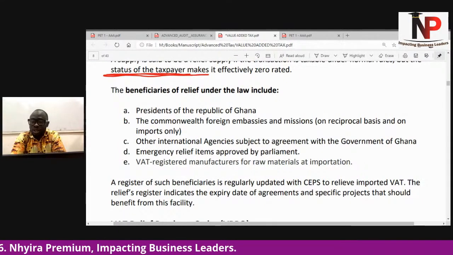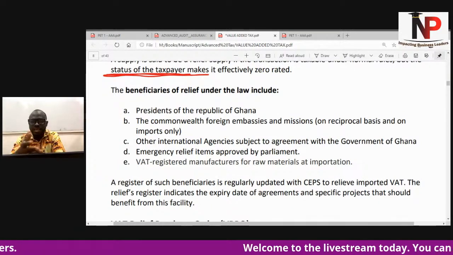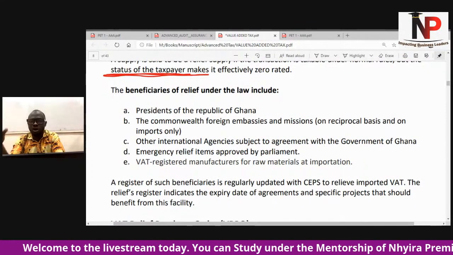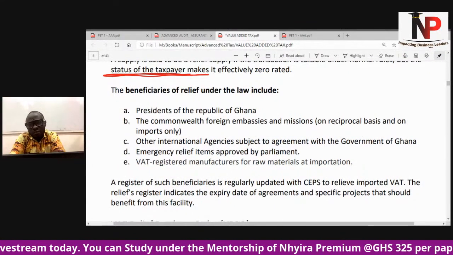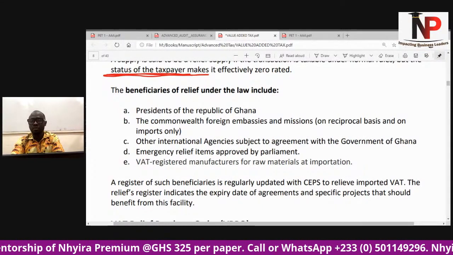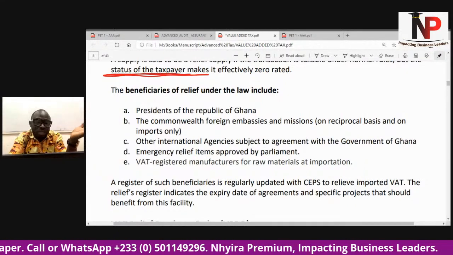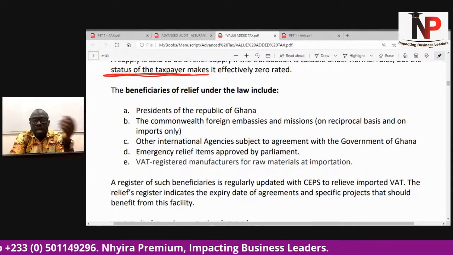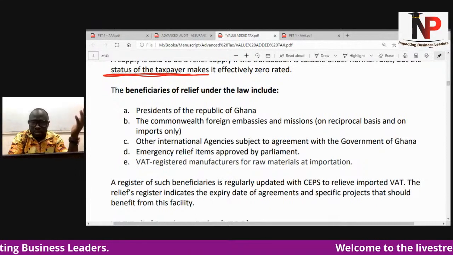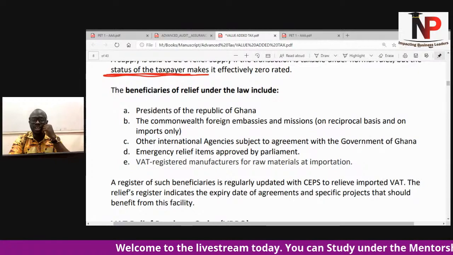So other international agencies, like probably World Bank, Danida, IMF, any other international organizations or agency, but they have to write to the government of Ghana and be cleared of any VAT that they are supposed to pay, because chances are they are coming to provide us with something, right? Coming to solve a problem, a social amenity issue, or something to the individuals. So if we put VAT on it, what the heck? That would not be good for us.